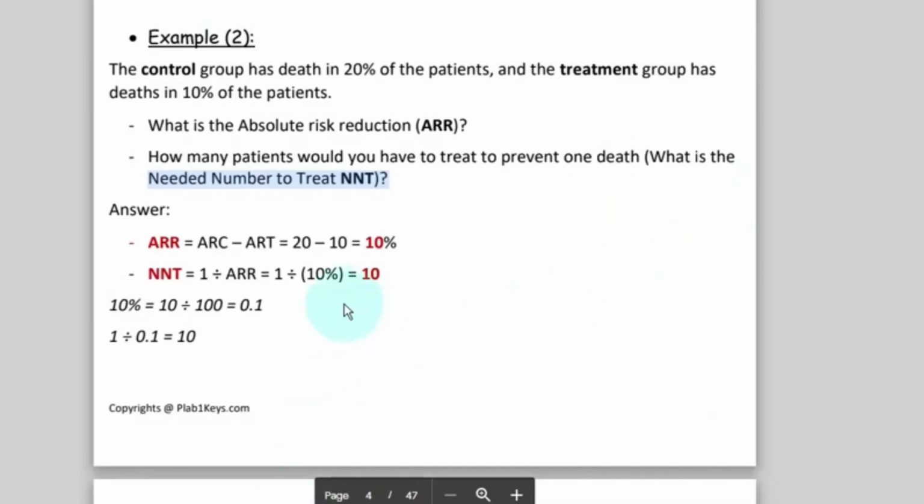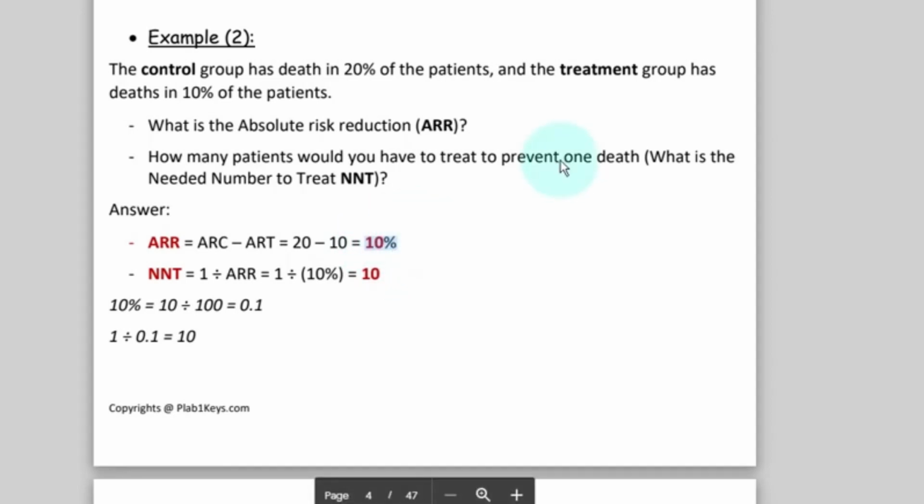Let's see here. If you divide 1 by 10%, you will get 10 as the answer. How do you get 10? 10% means 10 divided by 100, which is equal to 0.1. 1 divided by 0.1 will give you 10. So, you have to treat 10 people and 1 will get improvement. If you give treatment to 10 people, 1 of them will get improved. These are reciprocals of each other.